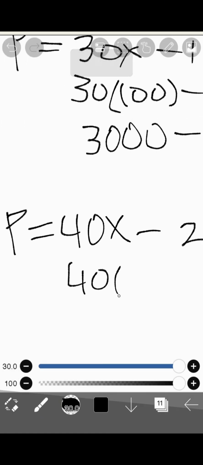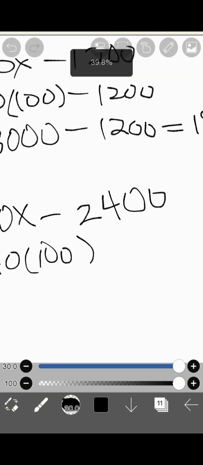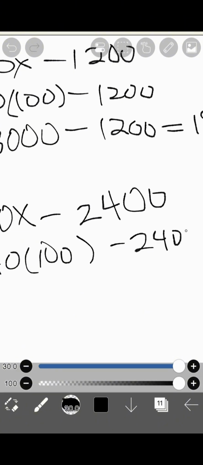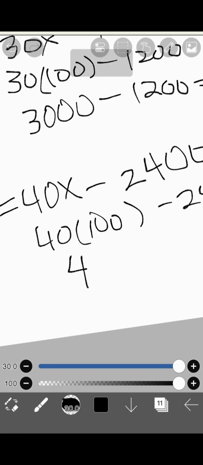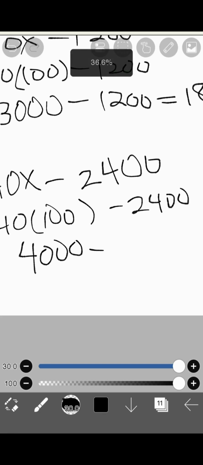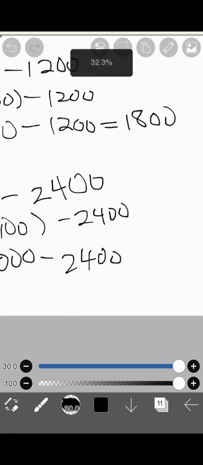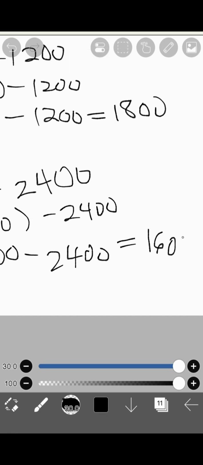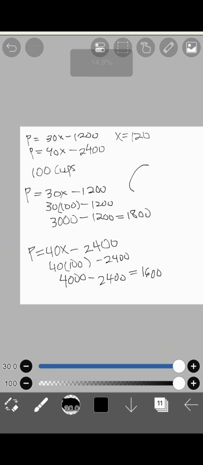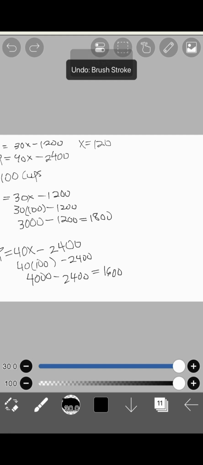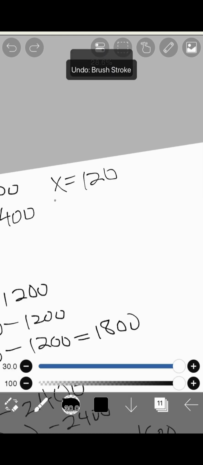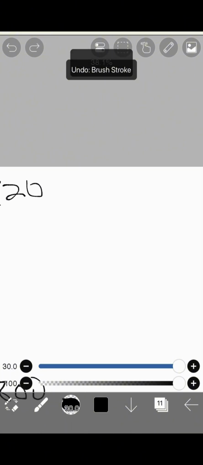So 40 times 100 minus 2400, which is 4000 minus 2400, which gives us 1600. You can clearly see that plan A makes more than plan B because it has cheaper rent. But at the point of intersection, they both make 2400.